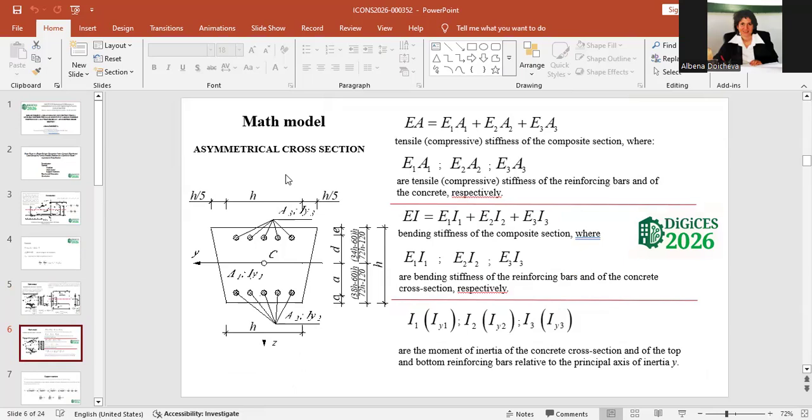For an asymmetrical cross-section, we need the position of the centroid, and we use the tensile and compressive stiffness of the composite section, which is made of the tensile and compressive stiffness of the reinforcement bars and the concrete. We can't say the same of the bending stiffness of the composite section.